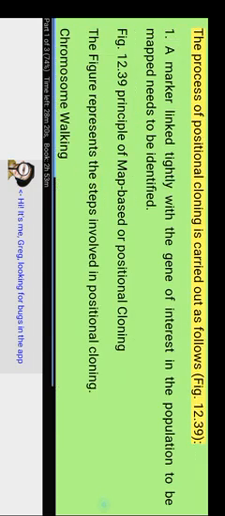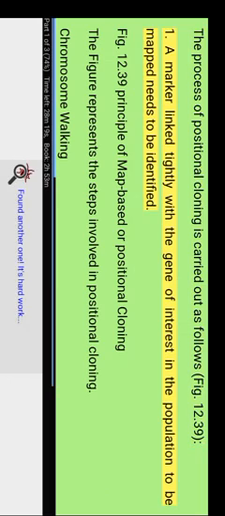The process of positional cloning is carried out as follows. Figure 12.39: 1. A marker linked tightly with the gene of interest in the population to be mapped needs to be identified. Figure 12.39: Principle of map-based or positional cloning. The figure represents the steps involved in positional cloning.